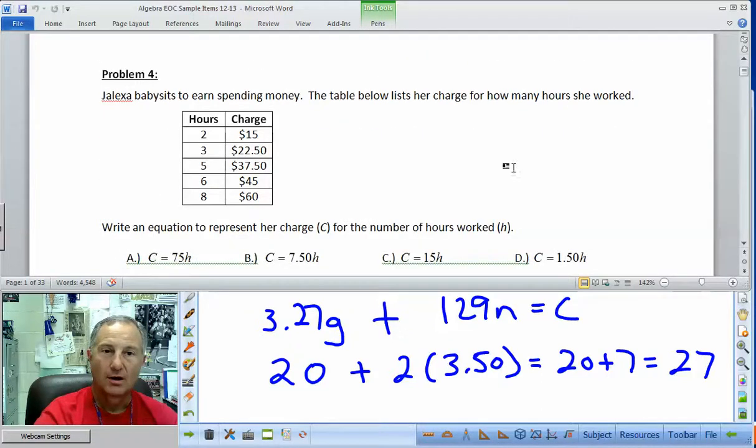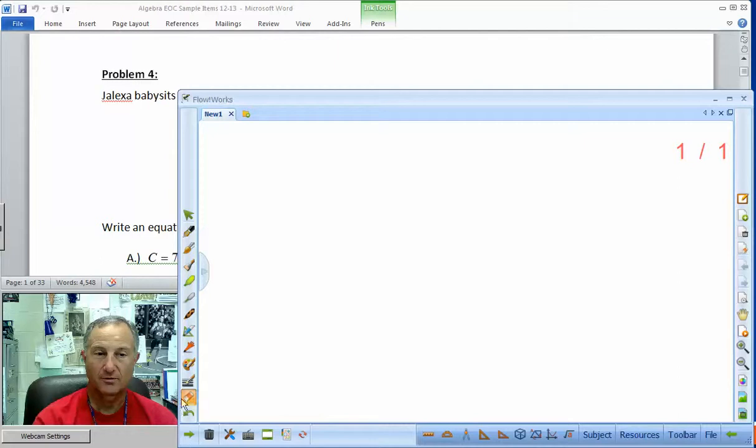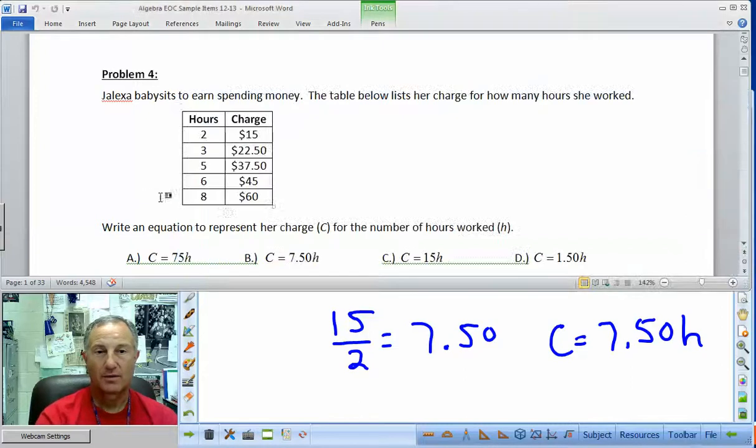Moving right along. Problem 4, Jalexa babysits to earn spending money. The table below lists her charge for how many hours she has worked. When you look at what she's doing here, in 2 hours she charged $15, in 3 hours $22.50. She's going to charge the same amount for each hour each time she works. It's not like you have to figure out that she charged this person one thing and this person something else. It's the same for all of them. So if she charged $15 for 2 hours, she's charging $7.50 an hour. So the total charge to somebody would be $7.50 times the number of hours that she worked. When we look back here, that's answer B: C equals $7.50 times the number of hours that she worked.